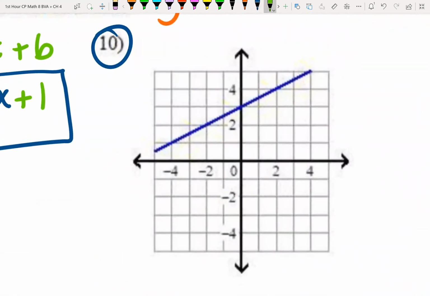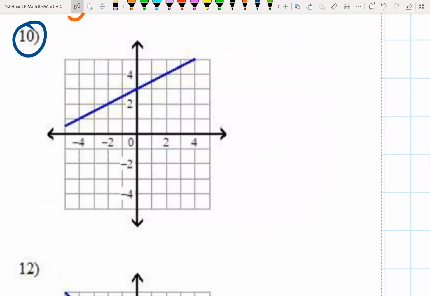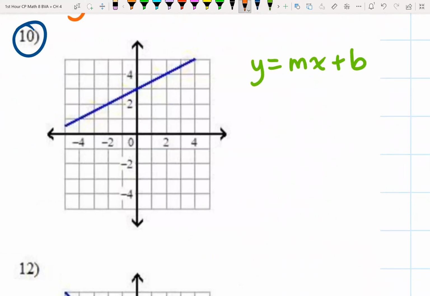In number 10, we'll start with the equation, y equals mx plus b. Let's figure out what is b. B is our y-intercept, and that's where your line crosses the y-axis. That crosses at 3, so write plus 3.